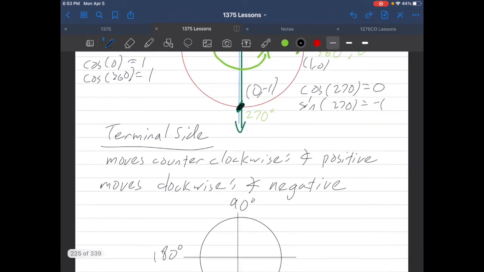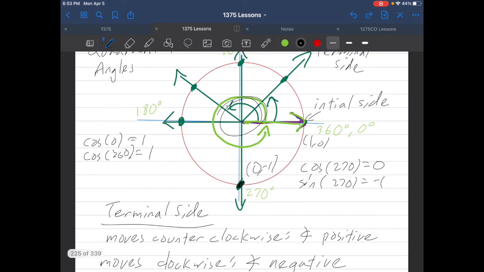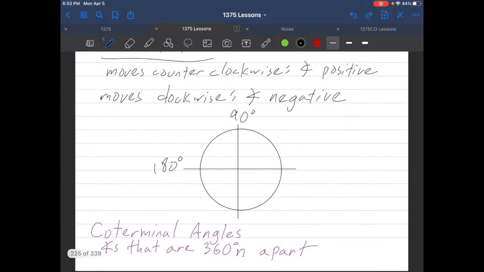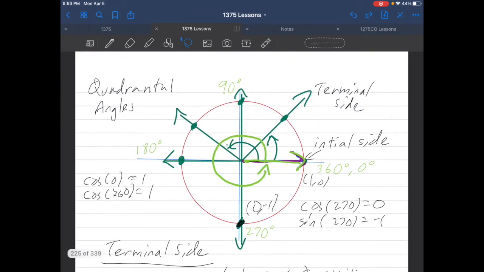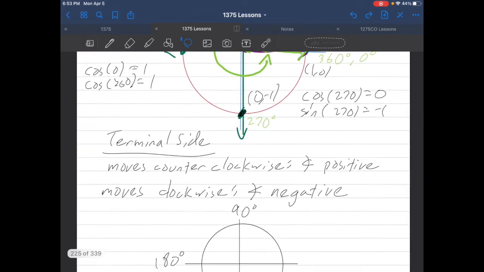Truth be told, this terminal side can swing however many times it wants to. 720, 1080 degrees. The cosine and sine values at all of those angles, as long as they are coterminal, they don't have to be 360 degrees apart. They have to be some multiple of 360 degrees apart. Maybe 360, maybe 720, or something like that. Those sine and cosine values are going to be the same. They are going to be exactly the same.